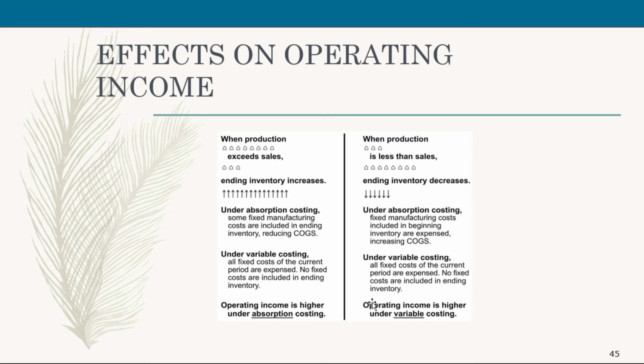And please do note that operating income is higher under variable costing. Okay? We have a higher operating income in variable costing because we only incur lower fixed overhead costs in relation to the production. No? In here, we have a lesser production than your sales. Okay?